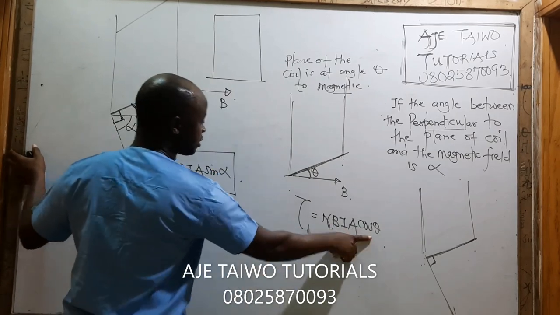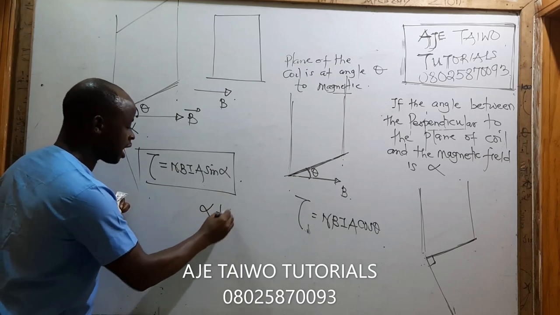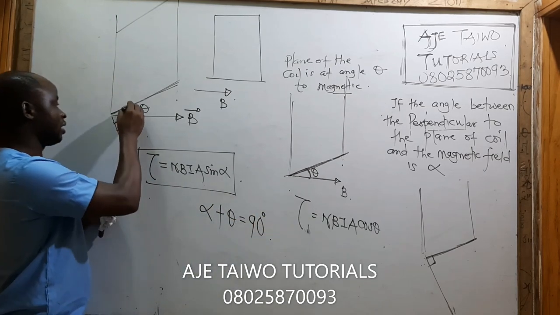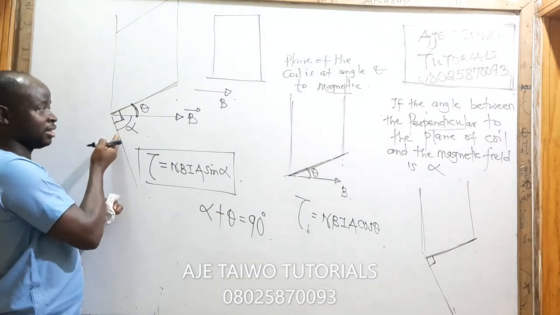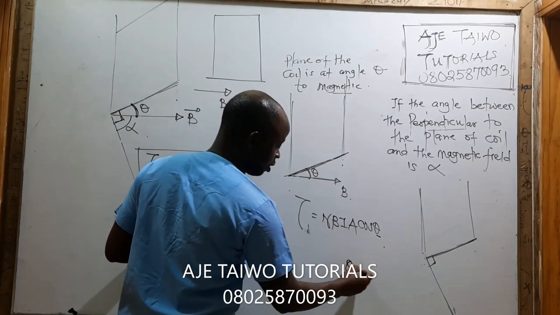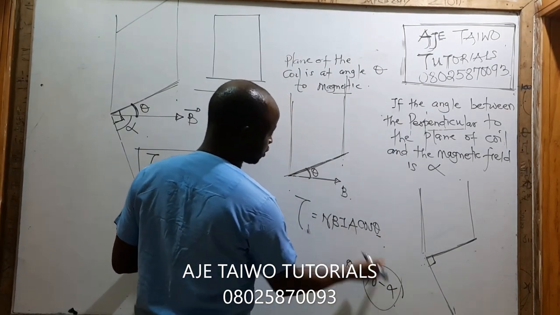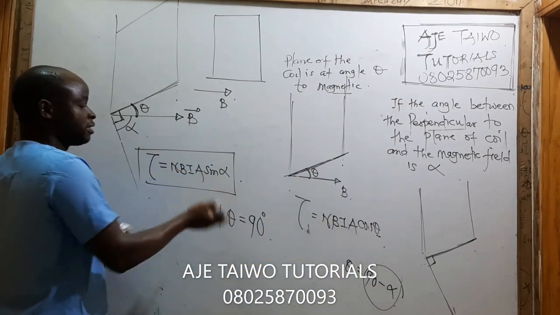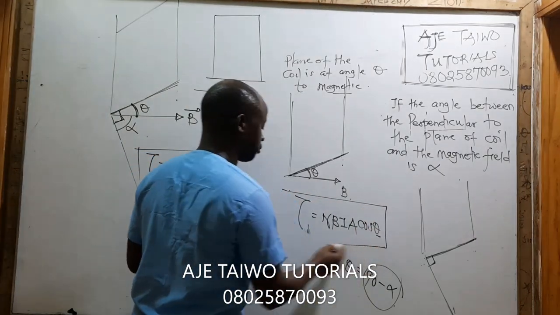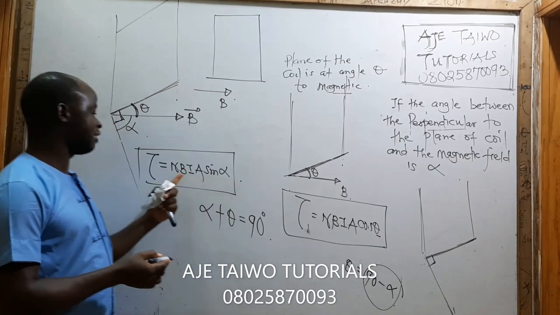Don't forget what theta is. Alpha plus theta is 90 degrees. You can see that here. In fact, if you replace theta with 90 minus alpha, the cos of this will be the sine of this. So it's no big deal. You can derive this. If you derive this one, you can use it to derive this.